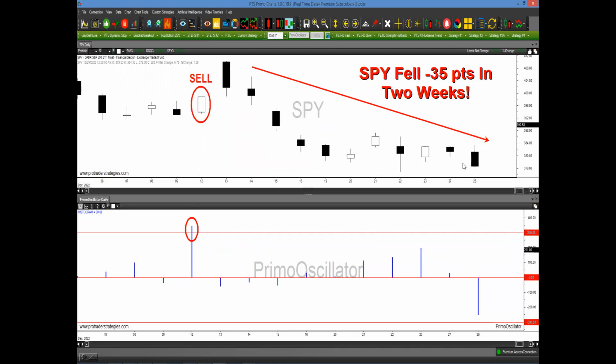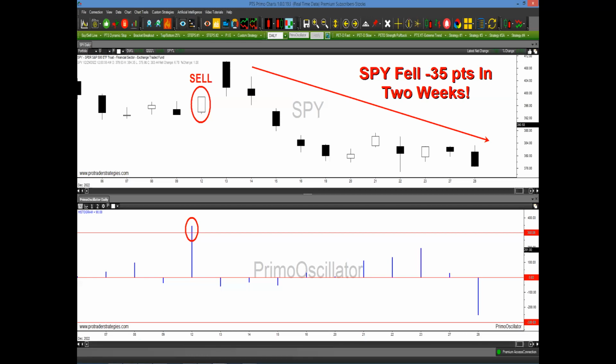Now, that represents hundreds, if not thousands of points in the Dow Jones. You could have taken advantage anyway, could have bought puts, or you could have used this to help you make a decision on another signal you were looking at. This just happened on the 12th of December, just about a month ago.